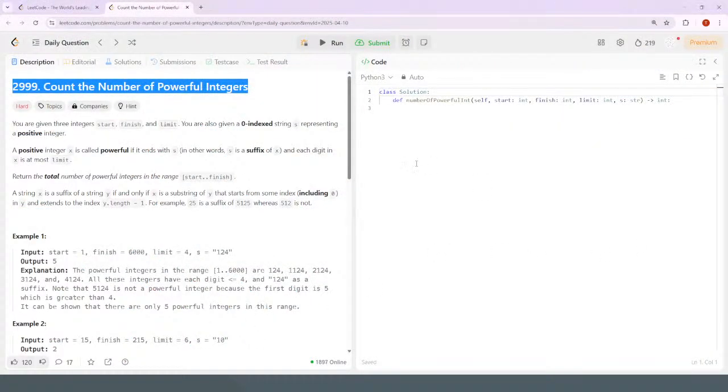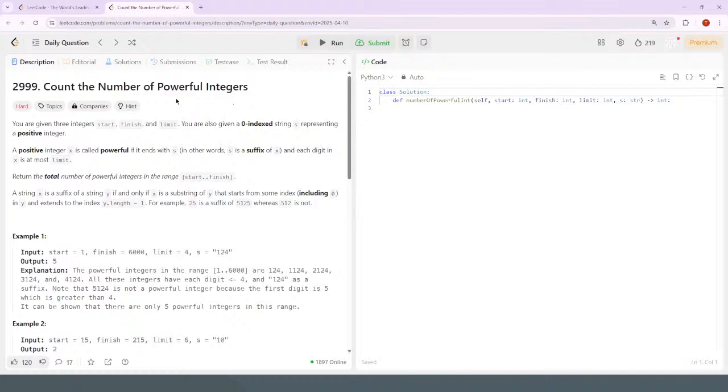Alright, count the number of powerful integers. Hard one. You're given 3 integers start, finish, and limit, and a 0-indexed string s representing a positive integer. A positive integer x is called powerful if it ends with s. In other words, s is a suffix of x, and each digit in x is at most limit. Return the total number of powerful integers in the range start to finish.